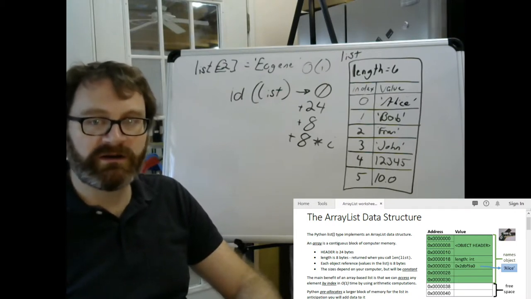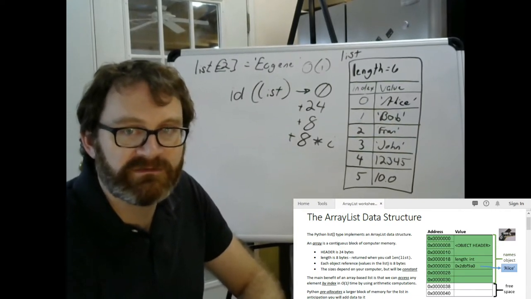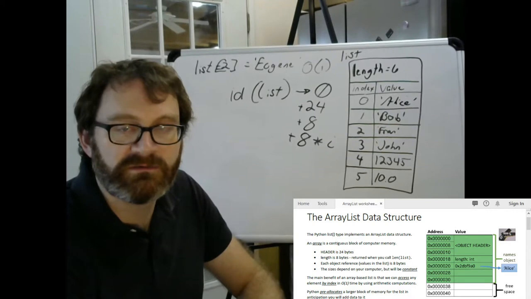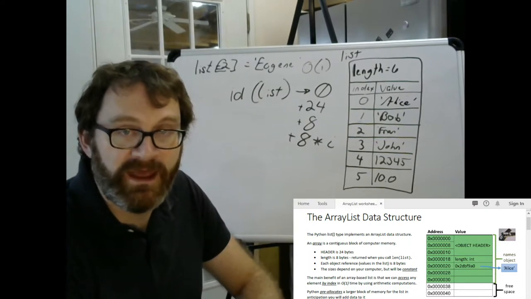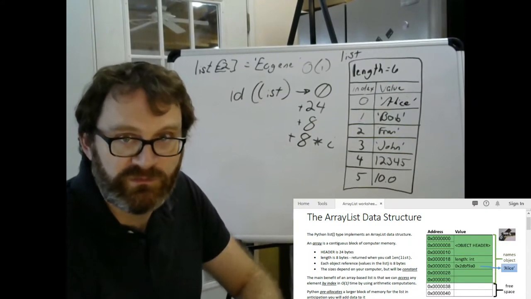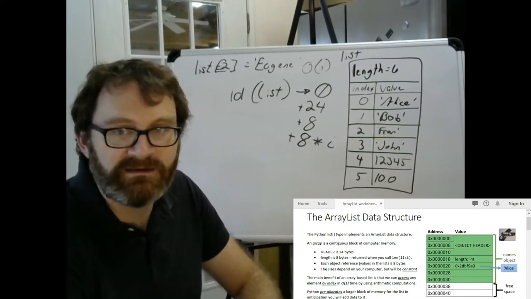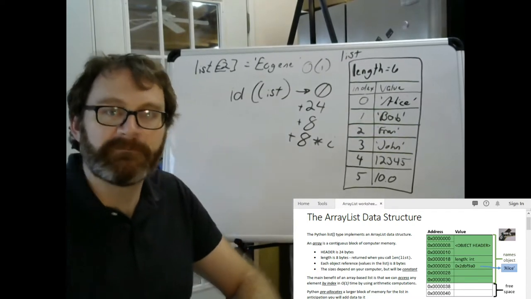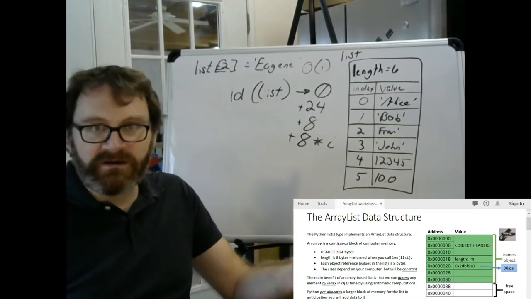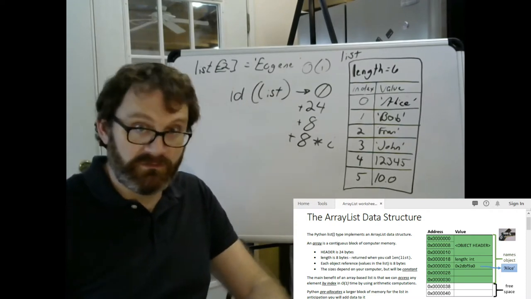How do I know where it goes? I start out by getting the ID of the list. I add 24 for the header. I add 8 for the integer, and that puts me right here at index 0. Now, if I want to go to index 2, I multiply 8, which is the size of a reference, by the index. 1, 2. Index 2 is right here. And variable assignment, just like reading variables, is very fast inside a computer. Big O of one time.